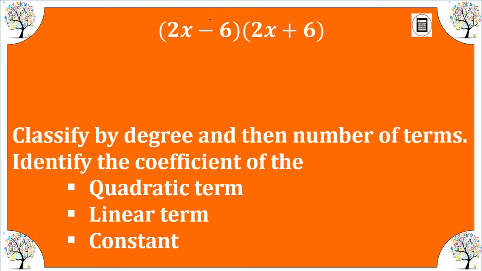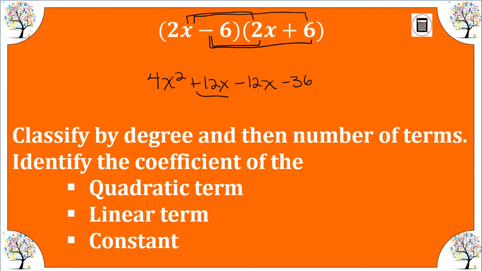Okay, we have another binomial times binomial. So we are going to double distribute again. So I'm going to multiply 2x times 2x, and we get 4x squared. And then 2x times positive 6 is plus 12x. Now we're going to distribute the negative 6, and we get minus 12x. And then we have a negative 36. So you can see that our two linear terms are canceled. So we have 4x squared minus 36.